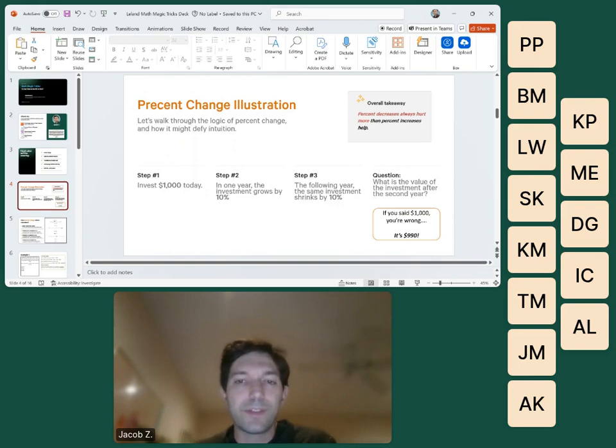The reason why these percent decreases hurt more is because you're always doing that percentage change on a bigger value. When you do the percent increase, you're doing the percent change on a smaller value. So you're always taking off more with the percent decrease than you're adding on with the percent increase.